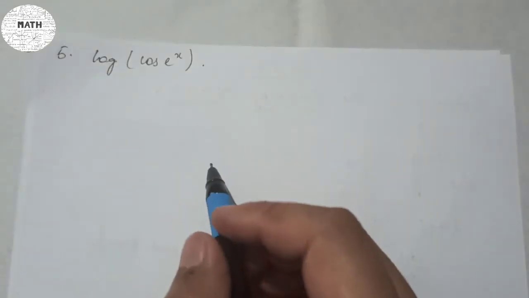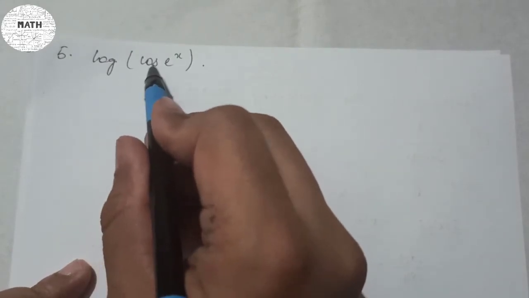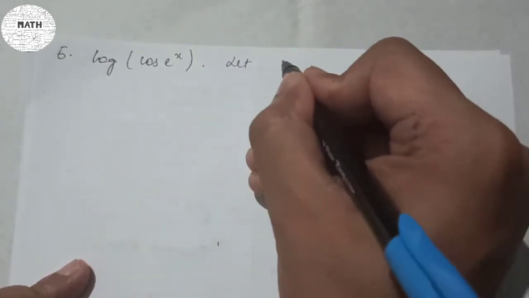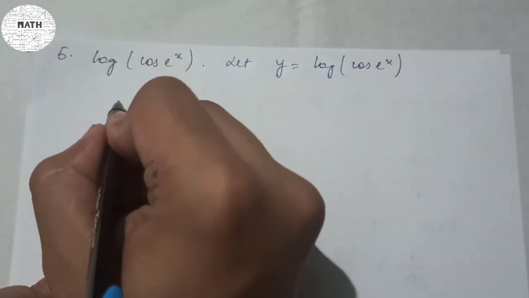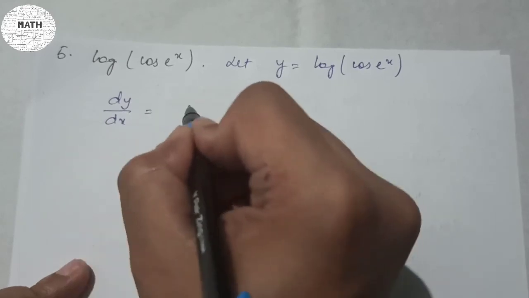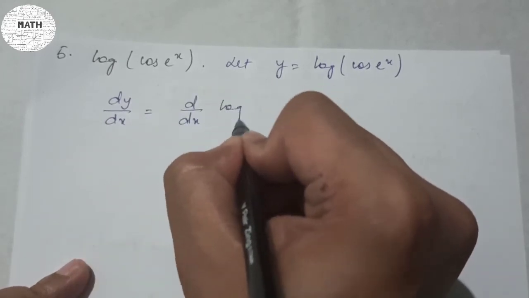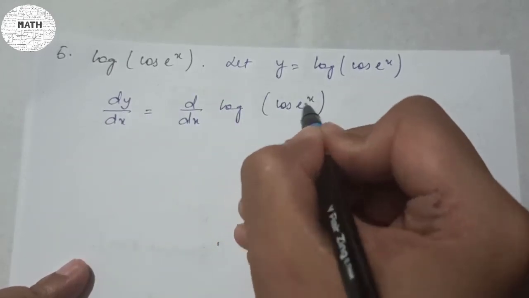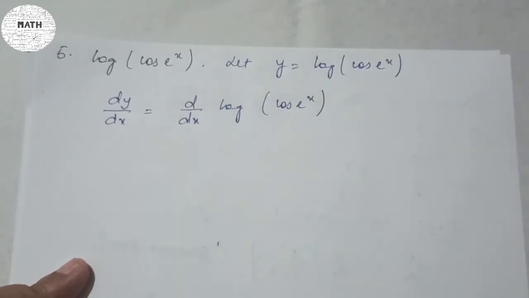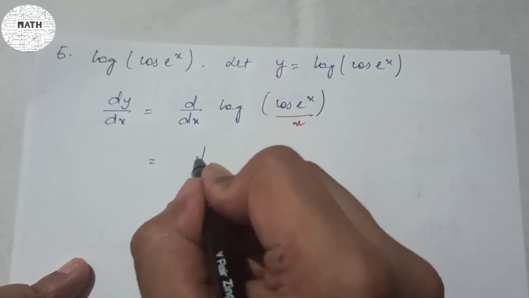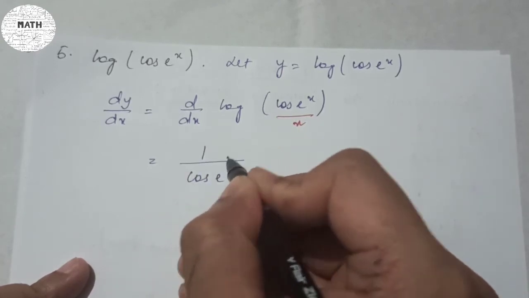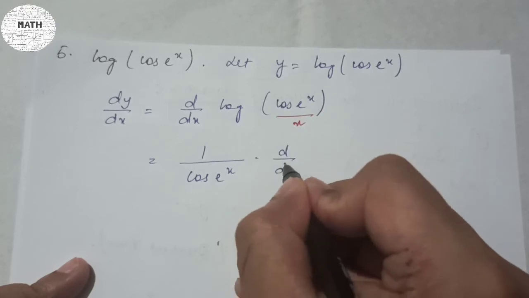Alright, let me jump to question number 5. Your question number 5 is given to be log cos of e to power x. So same thing, let y is equal to log cos e to power x. If I differentiate, I'll get dy by dx is equal to d by dx of log cos e to power x. The first thing I have to consider is this one to be your x. Yes or no? Which we have been doing. So d by dx of log x is how much? 1 by x. But is this x? No. So I have to differentiate once again.